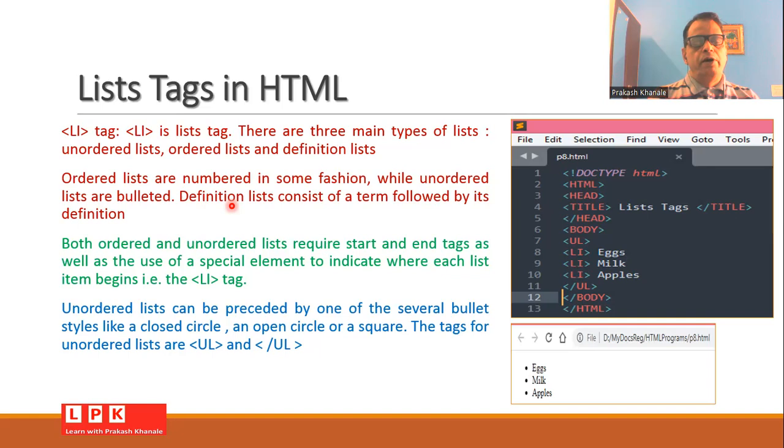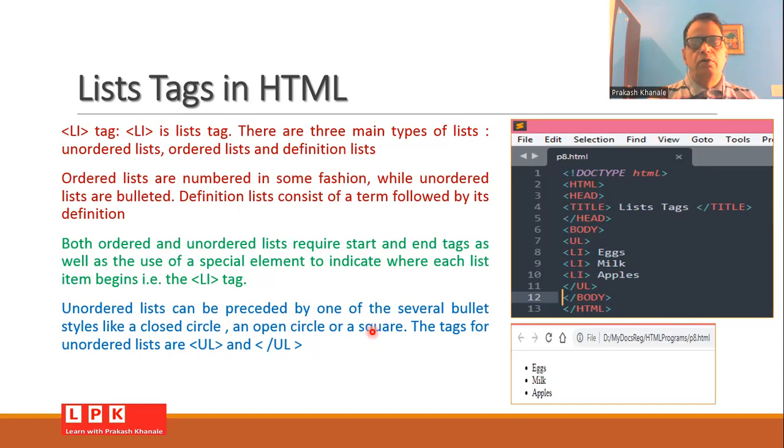Both ordered and unordered list will require a start tag, and they will require the end tag as well. Whenever we want to create the list, we should go for the use of li tag. Unordered list can be preceded by one of several bullet styles. For example, we can use bullet styles such as closed circle, open circle, or a square.